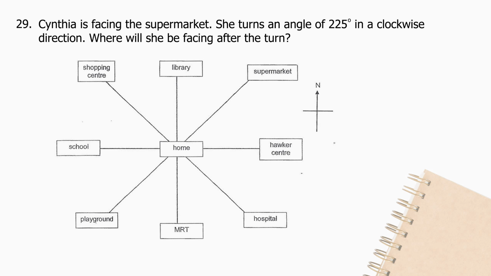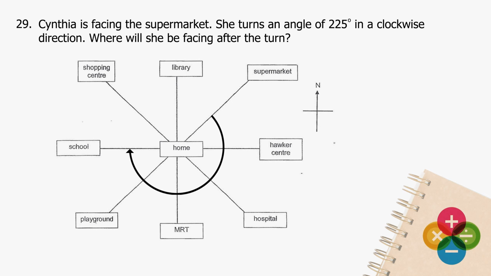Question 29. Cynthia is facing the supermarket. She turns an angle of 225 degrees in a clockwise direction. Where will she be facing after the turn? Cynthia is standing at home and facing the supermarket. After making a 225 degree turn in a clockwise direction, she will be facing the school.